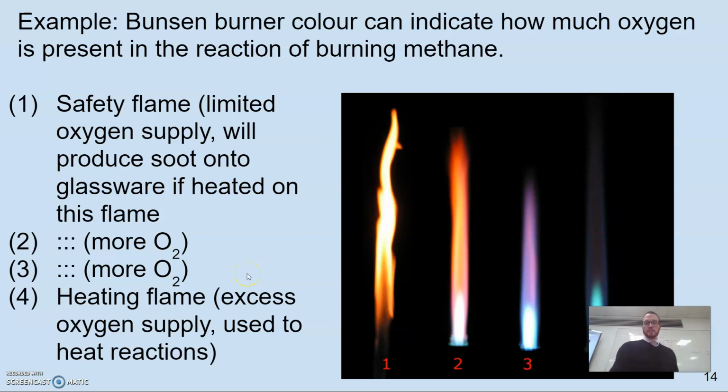That's what I was talking about. Bunsen burner colour indicates how much oxygen is present in the reaction of burning methane. So methane's the gas that's in here. Burning that gives us carbon dioxide and water. As we increase the amount of oxygen, we see the change in flame colour.